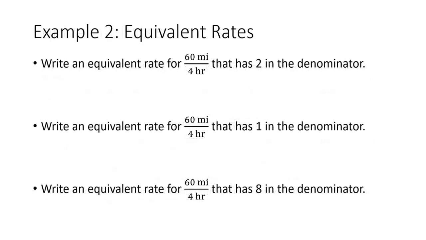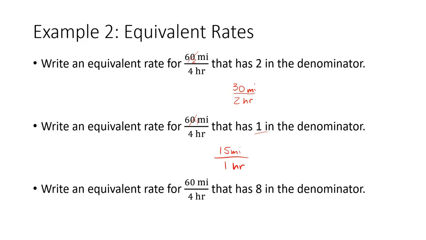So if we want to write an equivalent rate for 60 miles per 4 hours with 2 in the denominator, then we want to divide both of these values by 2. So if we go 60 miles in 4 hours, if we divide 60 by 2, we're going to go 30 miles in 2 hours. If we want to rewrite this as a rate with 1 in the denominator, well, now we're just going to divide both by 4. 60 divided by 4 is 15 miles. 4 divided by 4 is 1 hour.